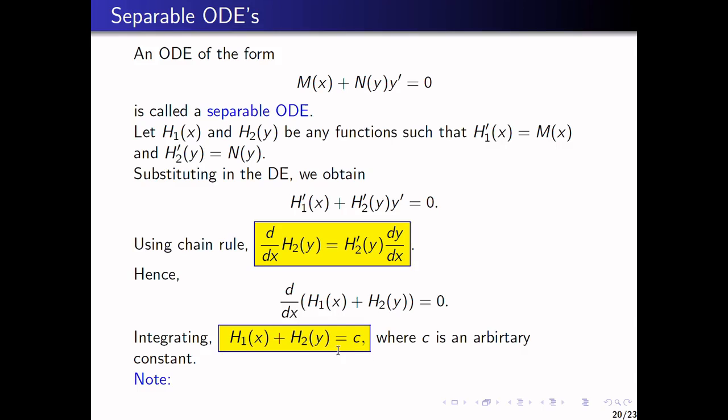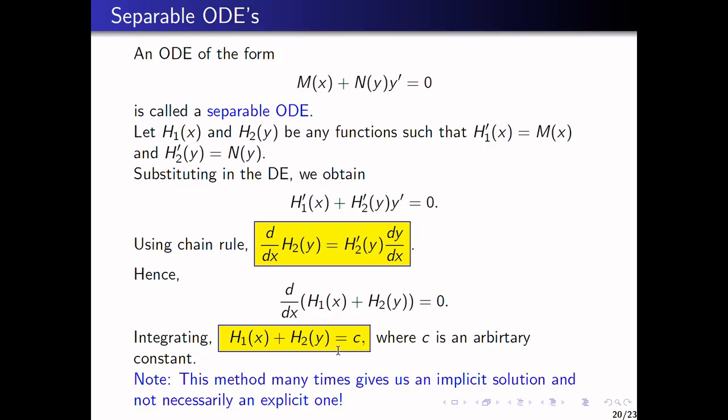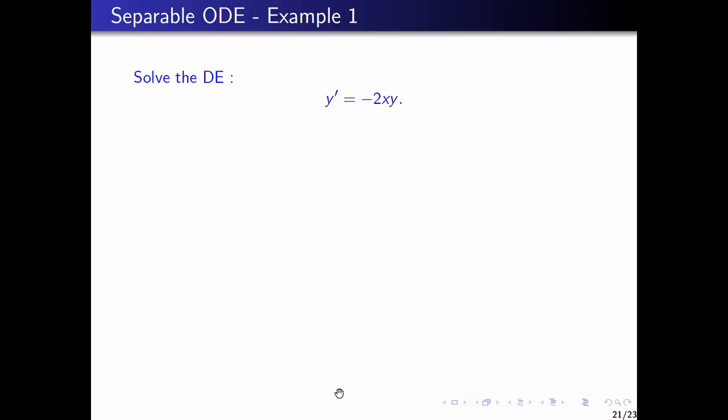So we have described one method of solving a certain differential equation. These methods many a times give us an implicit solution and not necessarily an explicit one. For example, the expression h1(x) plus h2(y) is equal to c is an implicit solution. It doesn't express y explicitly as a function of x. We'll see examples. The first example is y' is equal to minus 2xy.